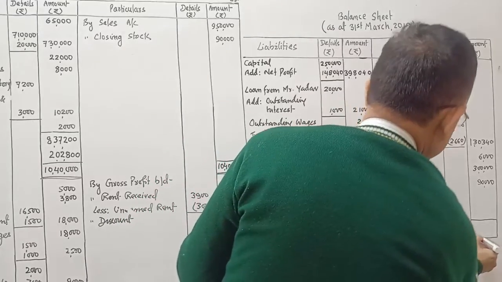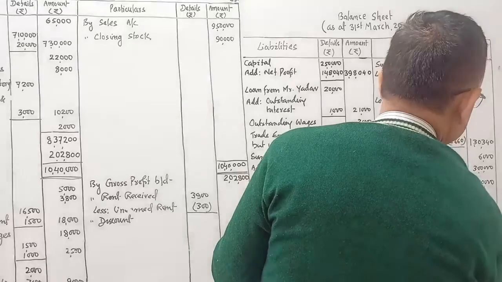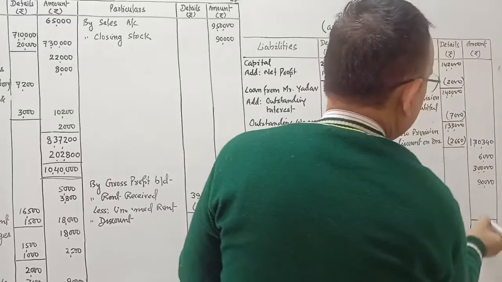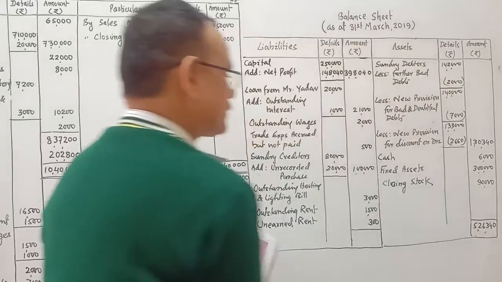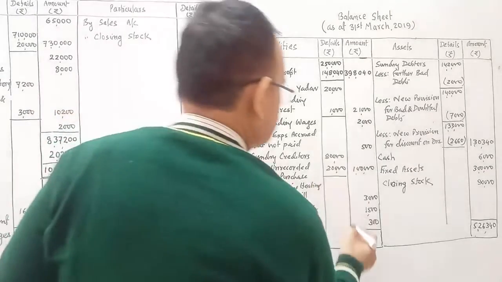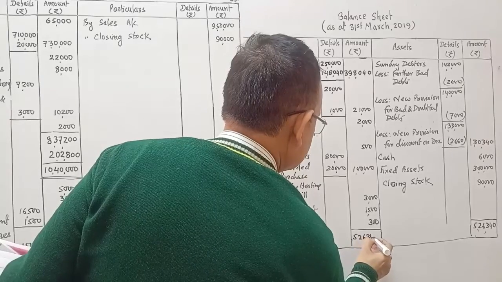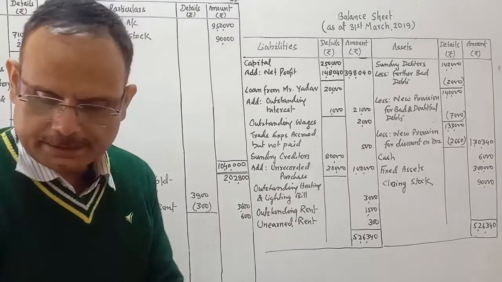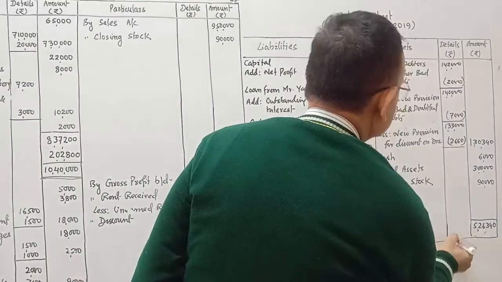Now we will do the total. 5,26,340 is the total. So the balance sheet is matched. Okay, balance sheet is matched.